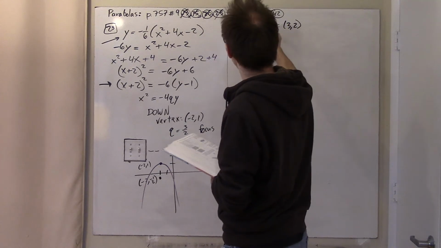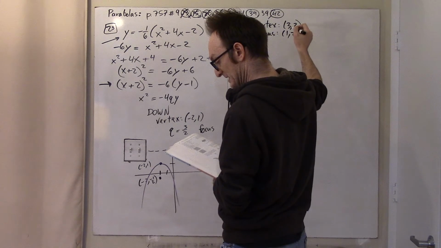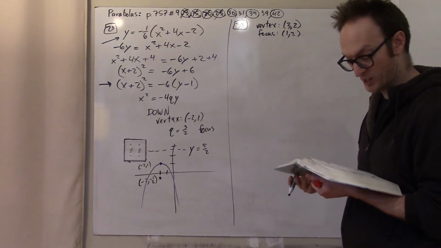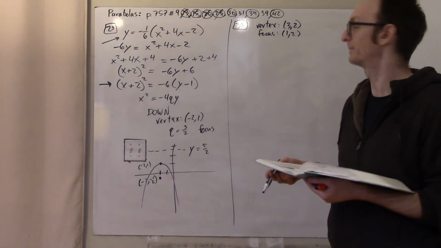Vertex 3, 2, focus 1, 2. I don't know whether you guys like it better when math is really easy but kind of boring, or really interesting but hard. I guess pros and cons of both. This is easy and boring.